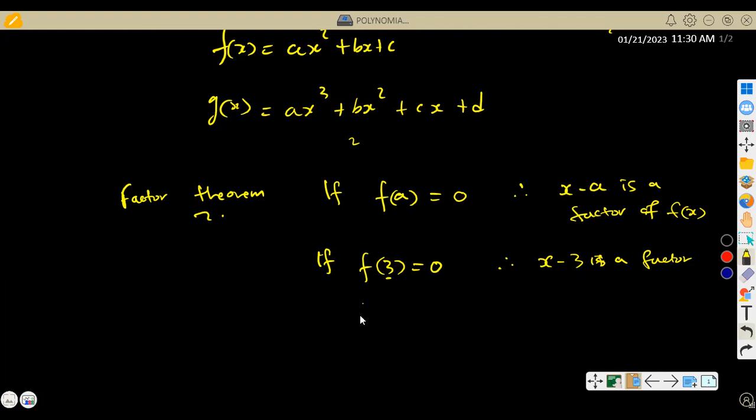So if I have f of minus 2 which gives me a 0, therefore the factor here is x minus minus 2, which is x plus 2, a factor of f of x. All these are factors of f of x if you substitute such a condition. But if you substitute a certain value and you do not obtain a 0, that means it's not a factor. That part is giving you a remainder. You are obtaining a remainder from there.